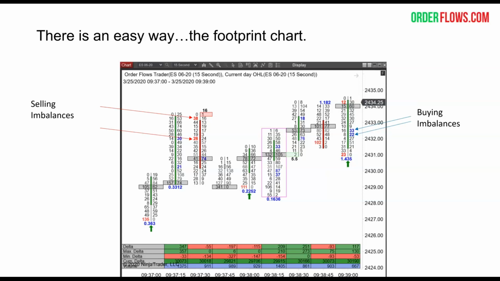The selling imbalances will be the red numbers inside of a bar. The blue numbers would be a buying imbalance inside the bar. And what you see on a footprint chart is the volume at each price level, what was traded on the bid, what was traded on the offer.